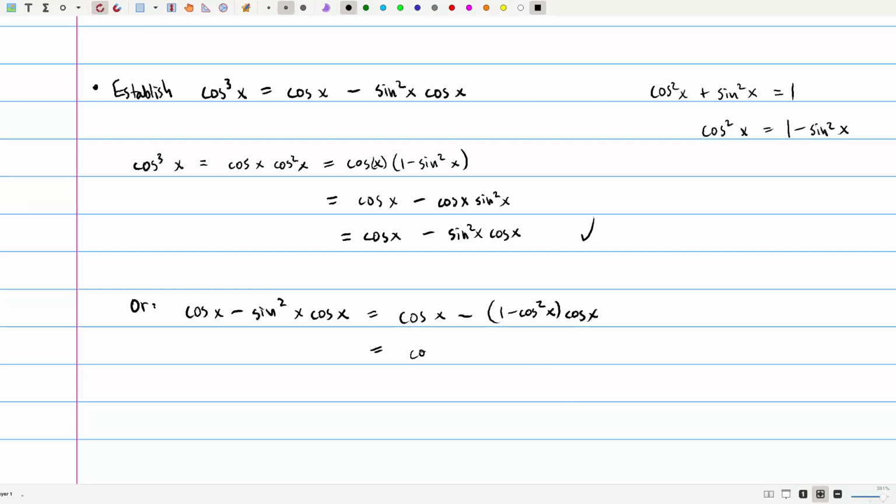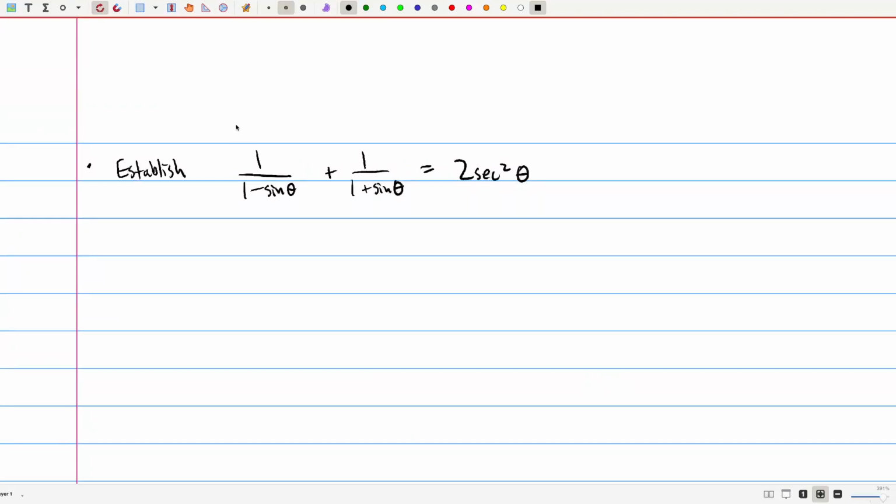And then let's distribute: cosine x minus cosine cubed x, which is cosine x minus cosine x plus cosine cubed x. The cosines cancel out and we're left with cosine cubed x, which is exactly the left-hand side. Okay, so that's that identity in two different ways. Let's go into our third one.